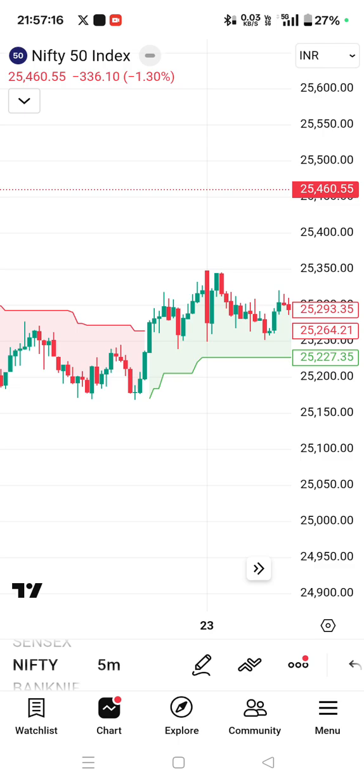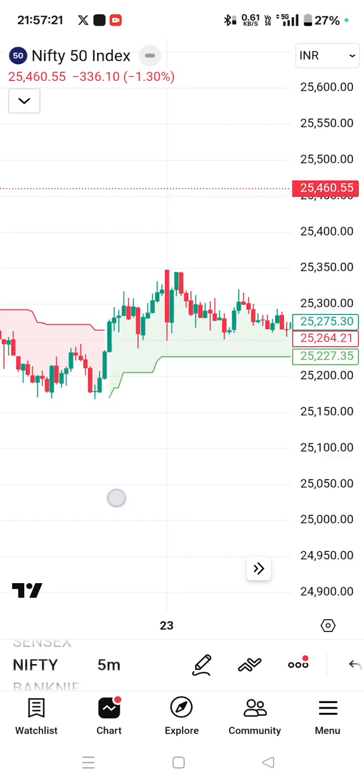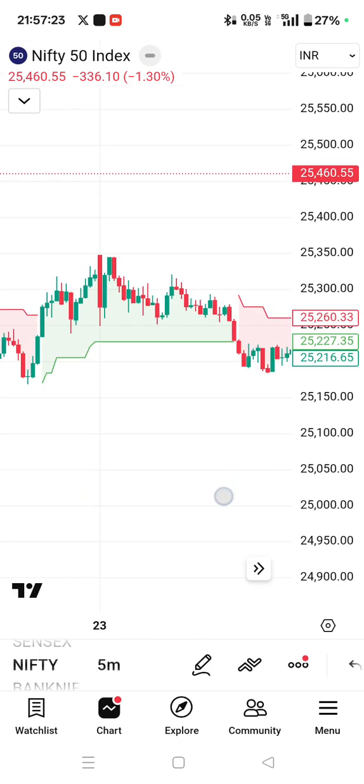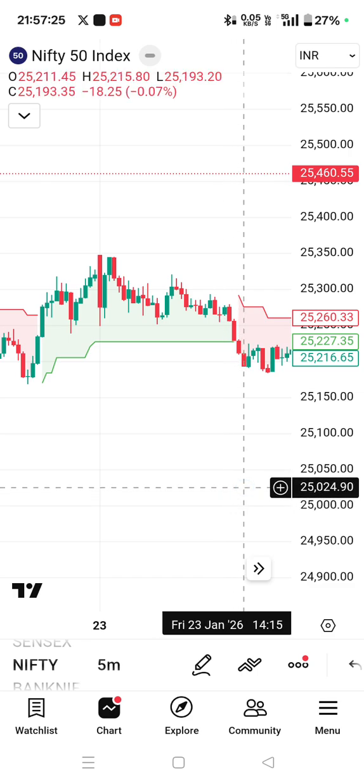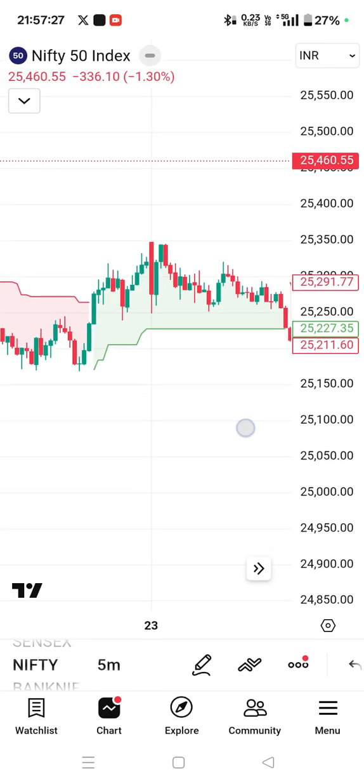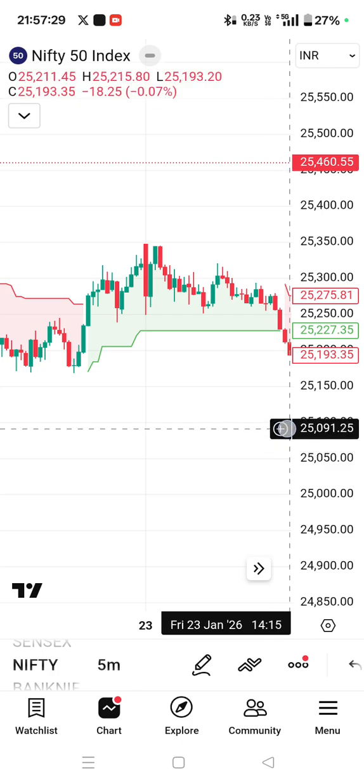That should be the real motto of indicator-based trading. Now let's see where it goes. Okay, now you see here, after this candle is formed, it is 25,193. You can see here, we need to check the candle closing, not the candle beginning. After this close, only then can we see Super Trend turning from green to red.